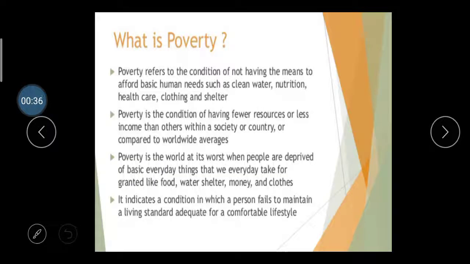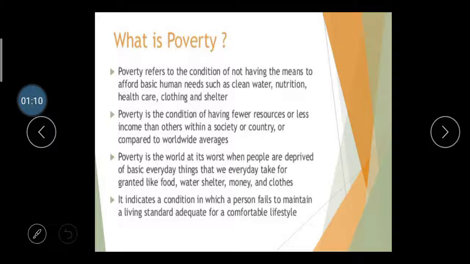First, what is poverty? Poverty refers to the condition of not having the means to afford basic human needs such as clean water, nutrition, healthcare, clothing and shelter. A person who cannot achieve these basic needs regarding clean water, nutrition, health, clothing and shelter, that situation is called poverty, and the person is called poor.